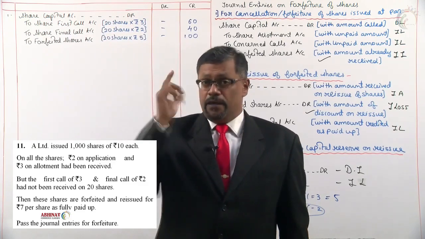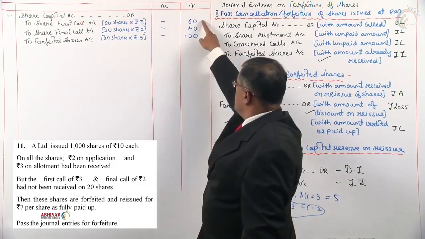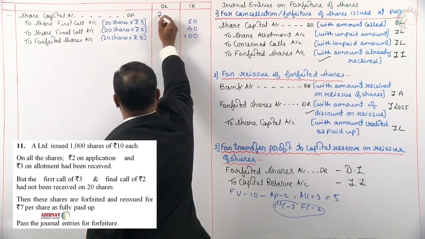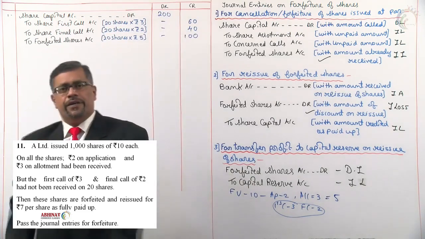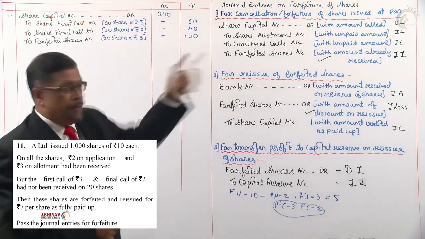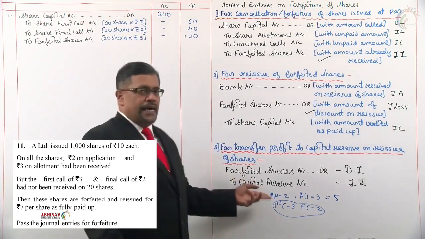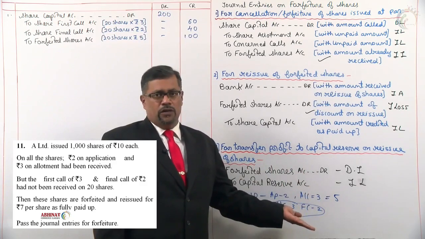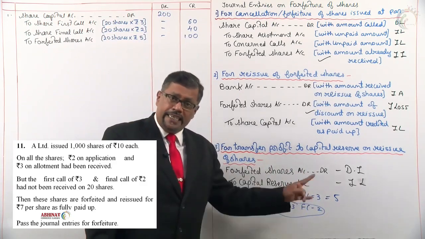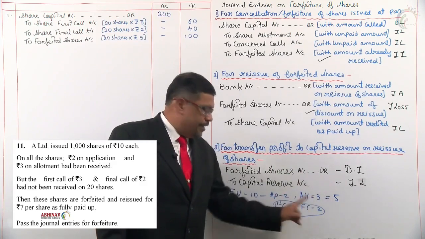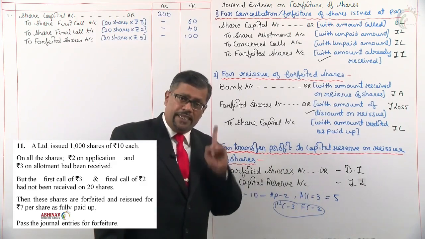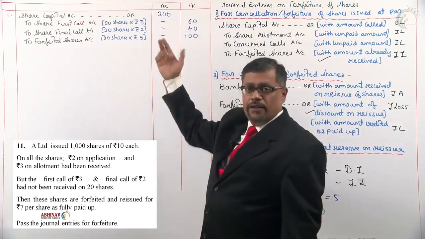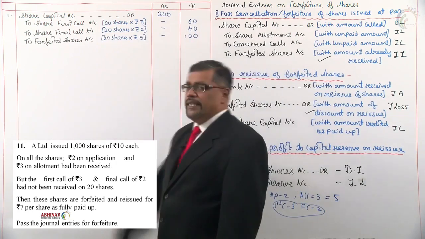Share capital account debit, how much? Total 60 plus 40 plus 100. That is going to be share capital account debit with rupees 200. Share capital with amount called. See, the company has called application, they have done the allotment, they have called the first call and the final call also. That means amount called is 10 rupees, that is 2, 3, 3, 2. Amount called is 10 on 20 shares. 20 into 10. That's going to be 200. You can multiply or directly take the total and debit it.